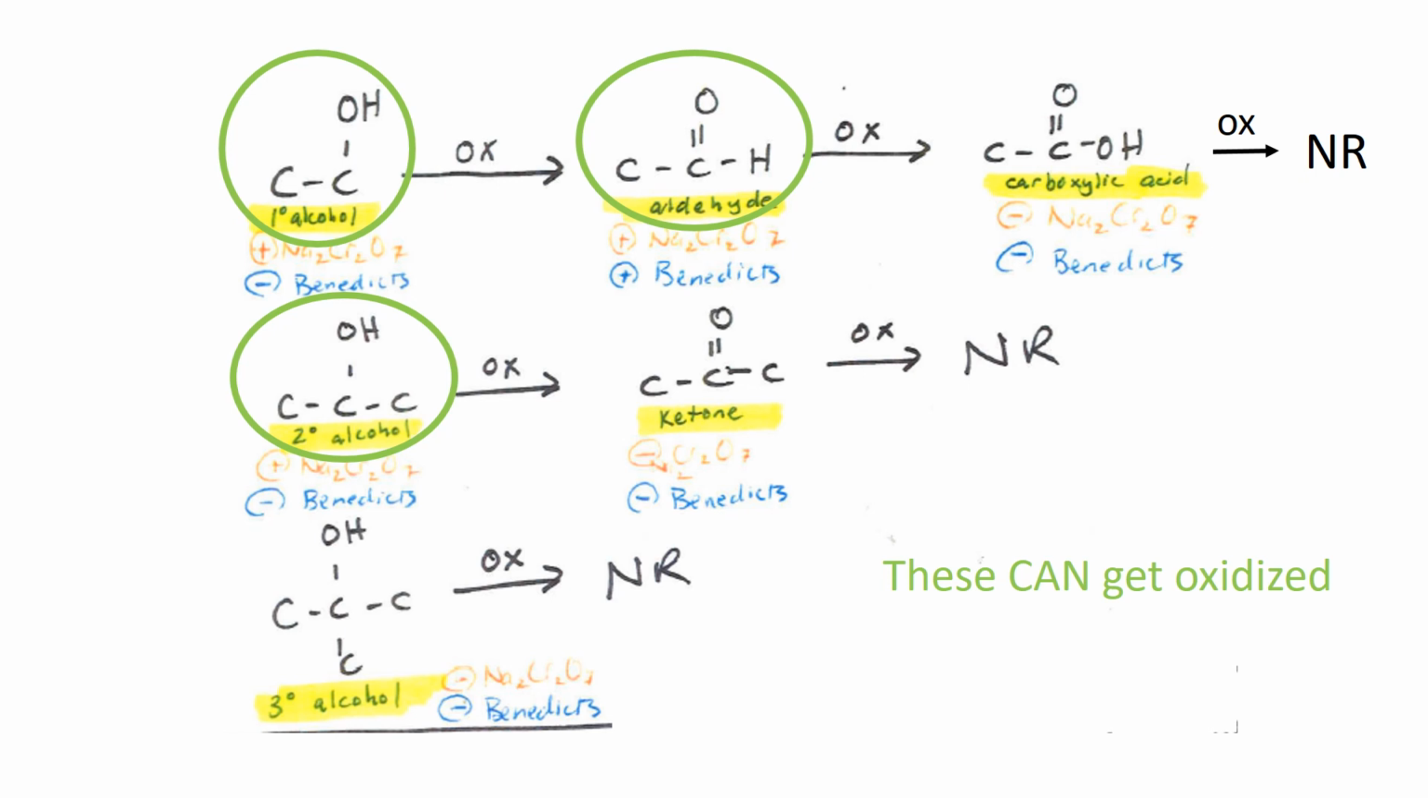A strong oxidizing agent, such as the orange sodium dichromate, will oxidize anything that can get oxidized. So primary alcohol, secondary alcohol, aldehyde, those can get oxidized, which means the strong oxidizing agent can do it. Sure enough, you'll notice right below those 3 green circles that I've written a plus sign next to sodium dichromate for all 3 of them. That means that those 3 functional groups would each give a positive dichromate test because they can get oxidized by the strong oxidizing agent.